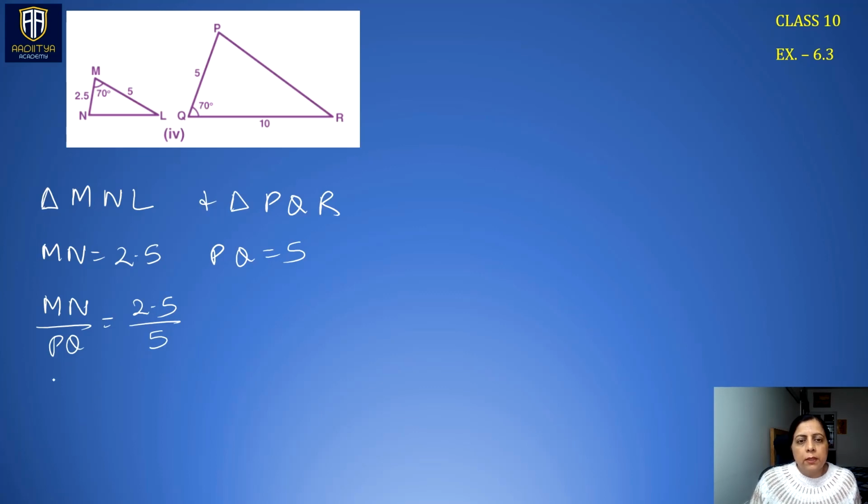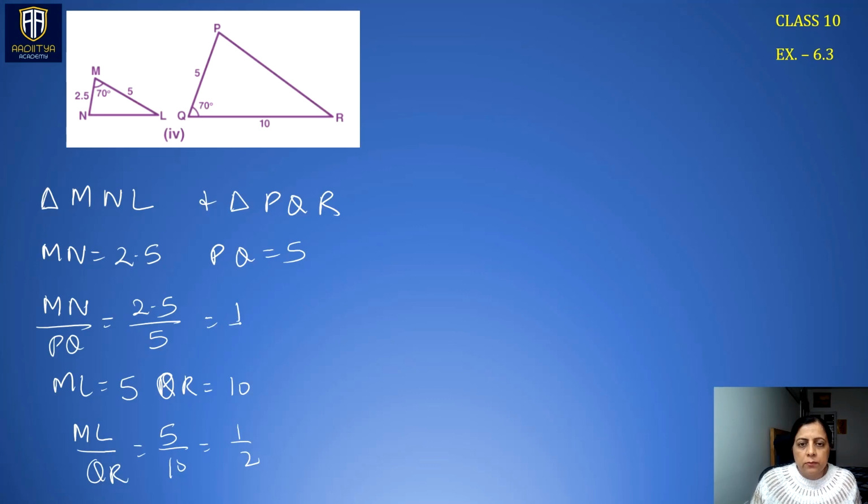Right? Next we have ML as 5 and QR as 10. So we have ML upon QR is 5 by 10, that is also 1 by 2. So we can see that MN upon PQ is equal to ML upon QR.